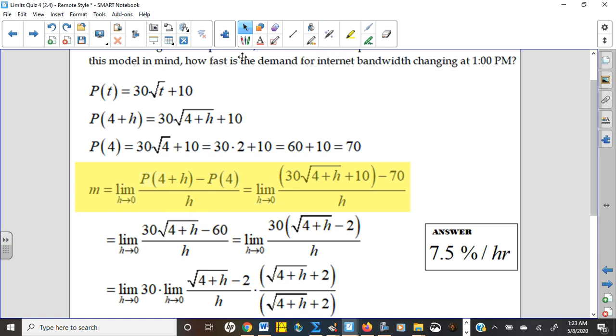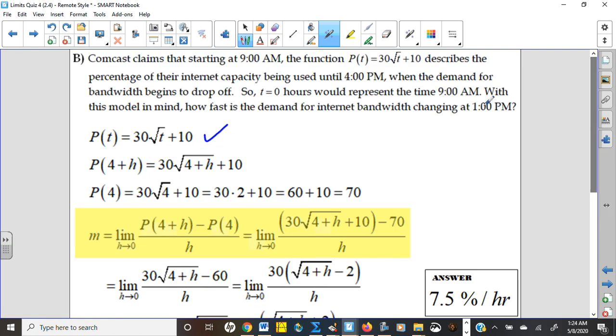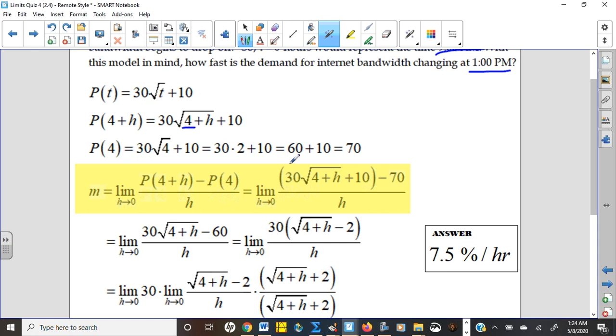Well, variables are a little different, but don't let that confuse you. You know, they're using T instead of A and P instead of F, but here's our function. So 4 is how many hours past 9 o'clock is when they said they started. So from 9 a.m. to 1 p.m. is 4 hours. So we're going to use 4. And there's really nothing you can do to simplify P of 4 plus H. Now, on the other hand, because 4 is a perfect square, I can simplify P of 4. So we just get 70.